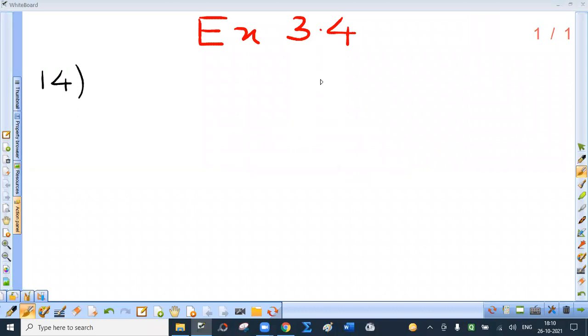We start with sum number 14, exercise 3.4. Find the number of distinct words formed from the letters in the word Indian. How many of them have two Ns together? Right now.